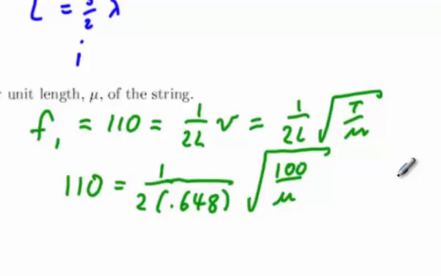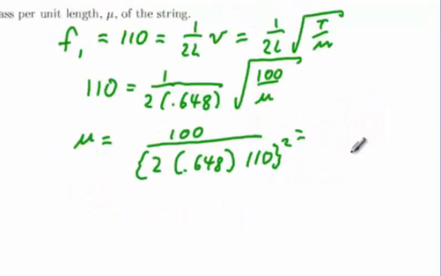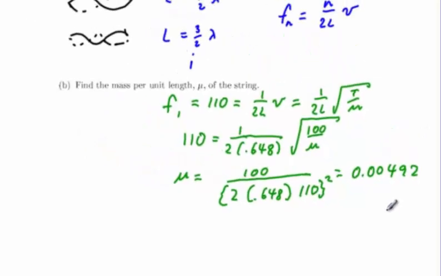We can solve this for mu as follows. And plugging the numbers into this expression, we get 0.00492. This result will be in kilograms per meter, and just for convenience sake, we'll change the units to grams per meter, which will give us 4.92 grams per meter.